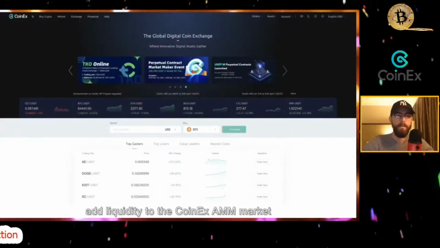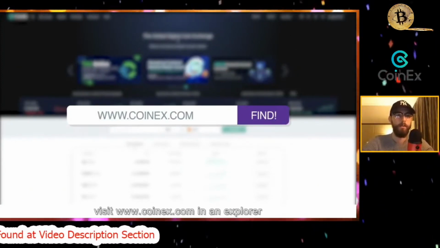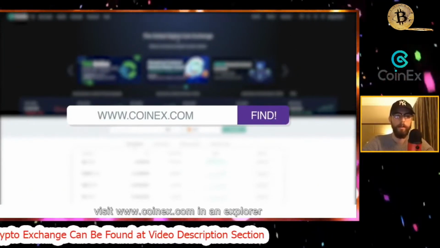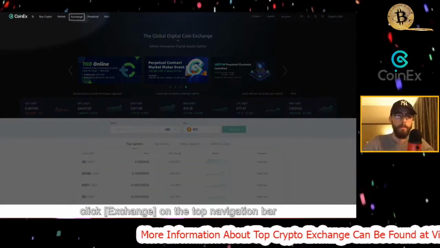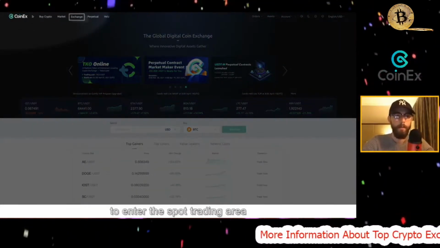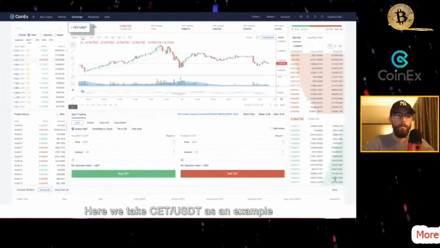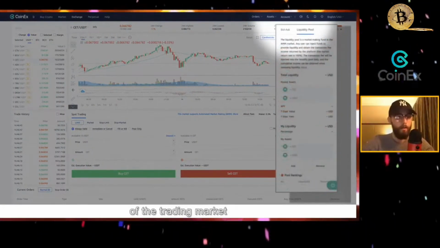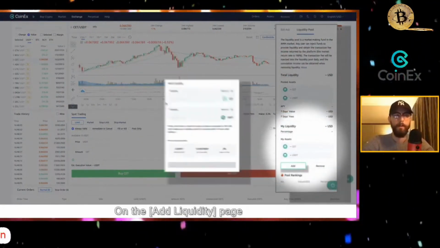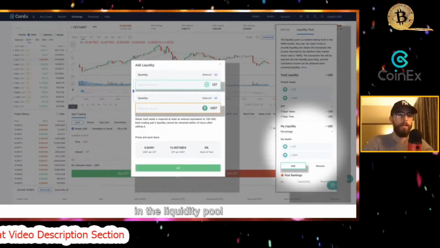Step 1. Add liquidity to the CoinEx AMM market. First, visit www.coinex.com in a browser, and after successfully logging in, click Exchange on the top navigation bar to enter the spot trading area. Here we take CET/USDT as an example. Find the liquidity pool entry on the right of the trading market and click Add. On the Add Liquidity page, enter the amount of assets to be deposited in the liquidity pool and click Add after confirmation.